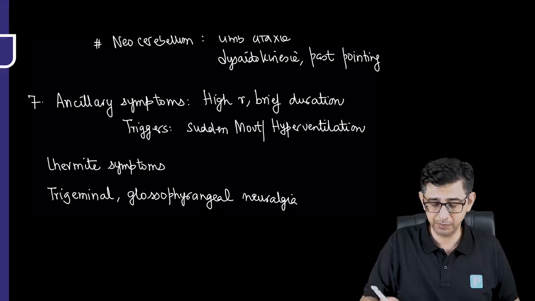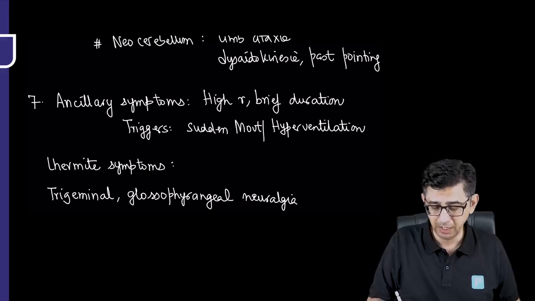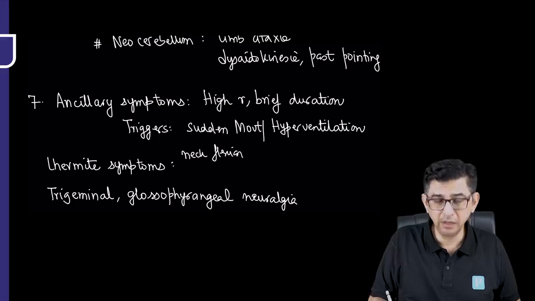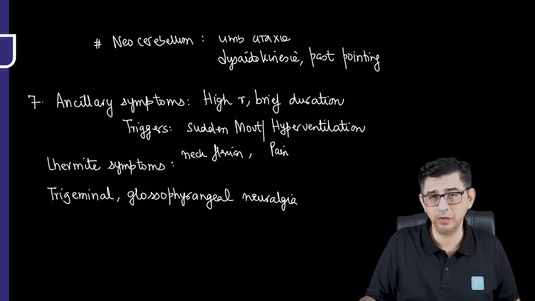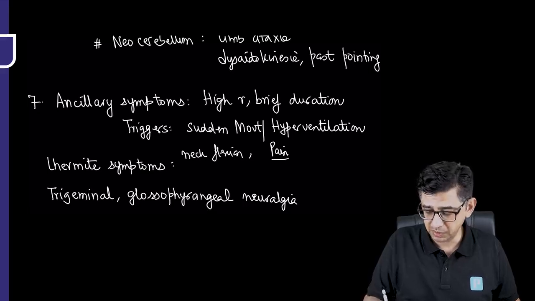One is Lhermitte symptoms. In Lhermitte symptoms, it basically means that when you do a sudden neck flexion in this patient, the sudden neck flexion will be responsible for development of shooting pain. This shooting pain will be starting from the neck area of this patient and would be going down towards the lower part of the spine. So basically the severe amount of pain.